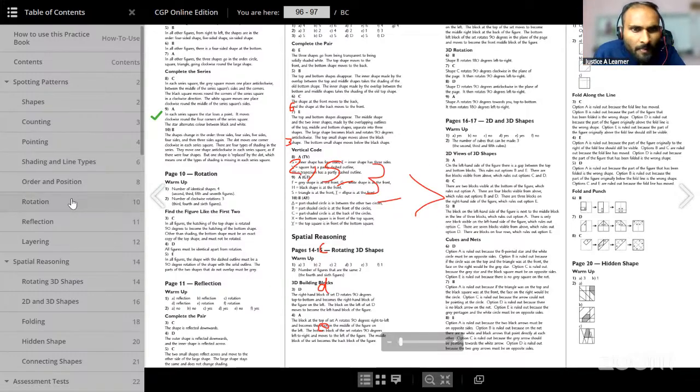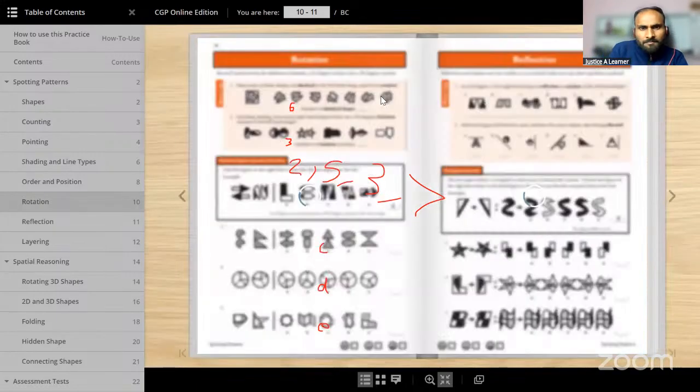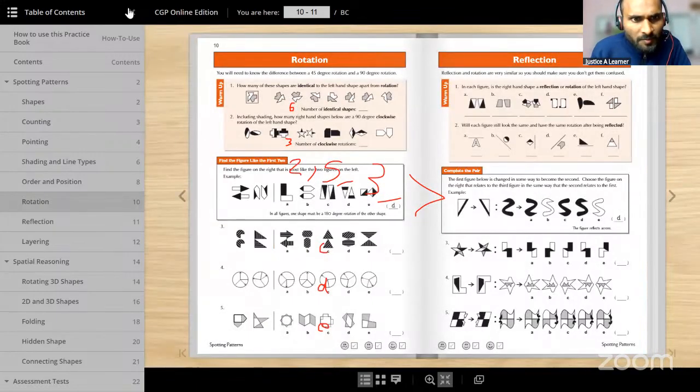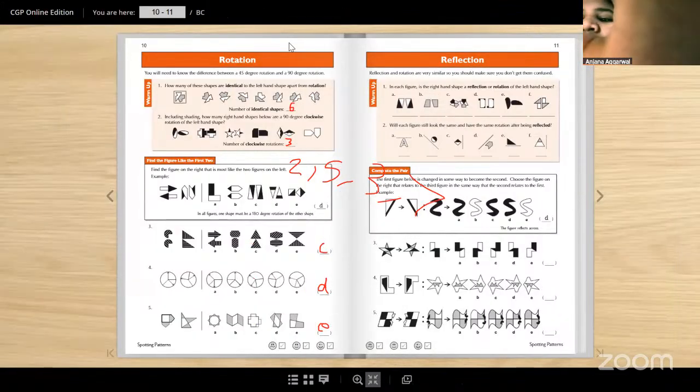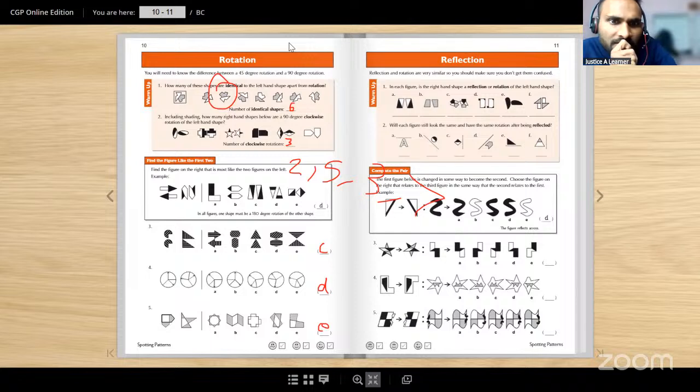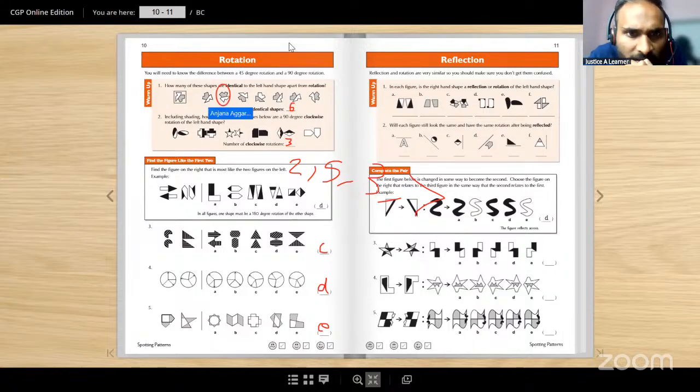Okay. Try to observe. So which one is second? And third? And fifth. Second, third, fifth, and seventh. Seventh, last one.